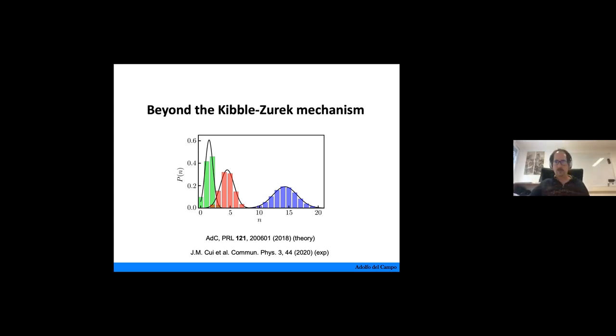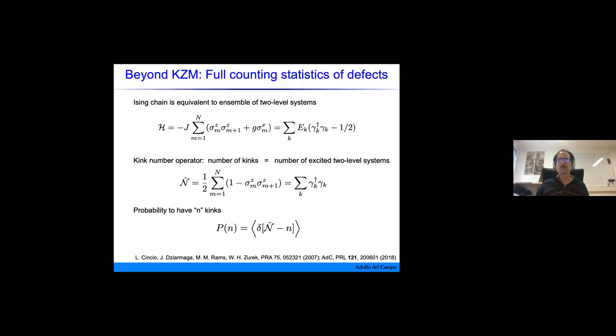So this is based on theory from 2008 and some recent progress. The setup is going to be exactly the same. I take the transverse field model, so it's the same as in the 2005 studies. I look at the same operator, the kink number operator, but instead of looking at the expectation value, I look at full counting statistics, which tells me the probability for this operator, the kink number operator, to have a well-defined eigenvalue, lowercase n.